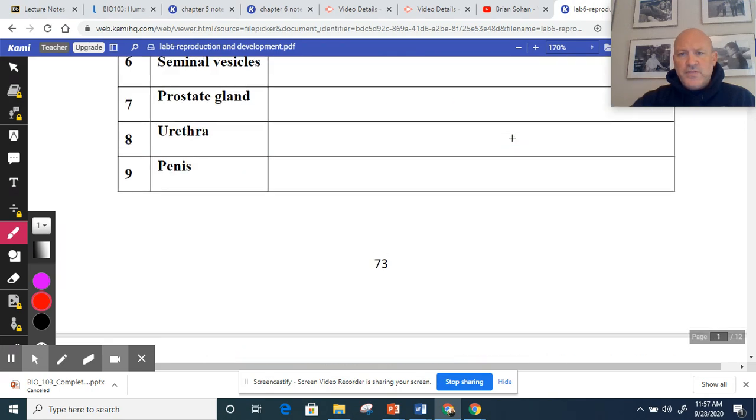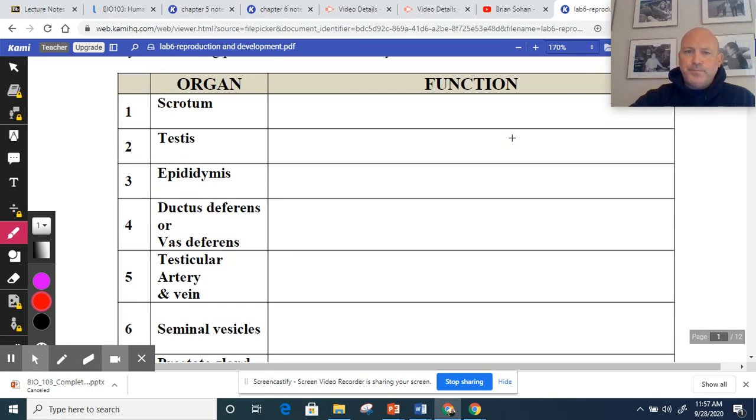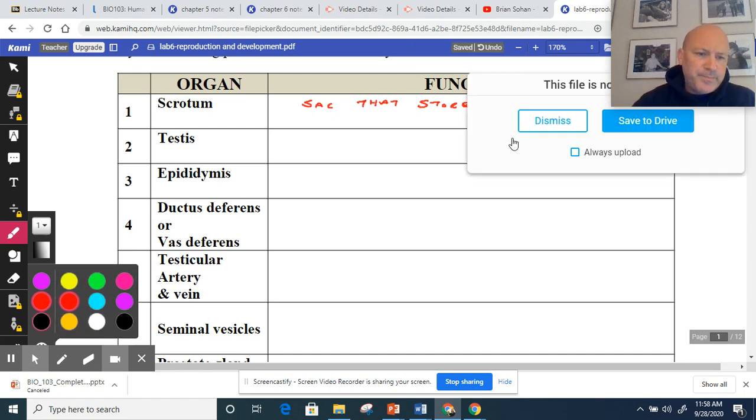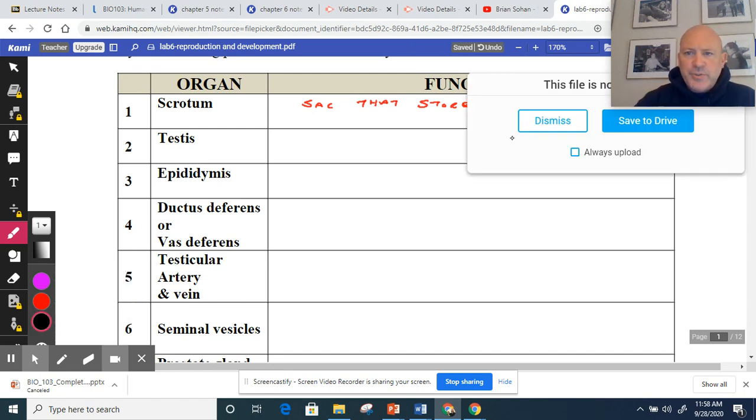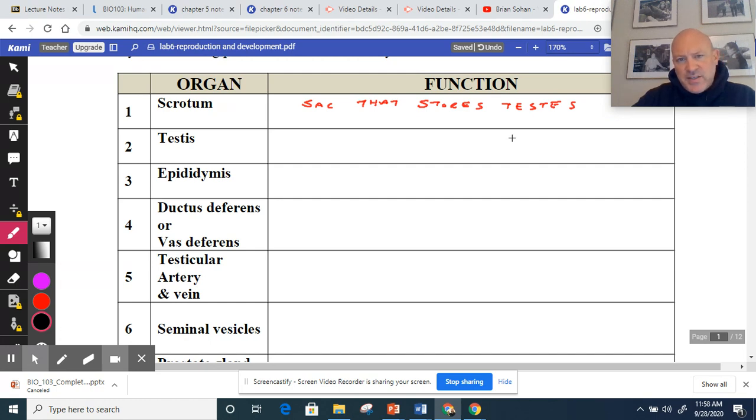So let's start with some of these functions, beginning with the male. It's the scrotum that is a sac that stores the testes, right? And this sac is held outside of the body and helps to maintain a suitable temperature. It's the testes. This is called the male gonad.